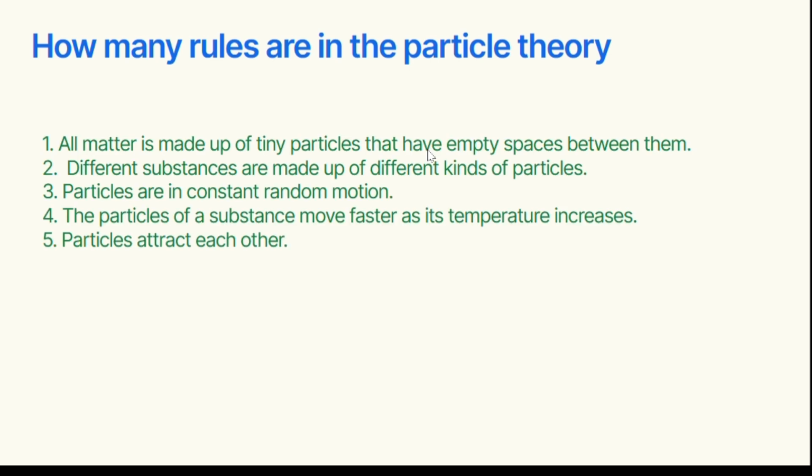The 5 are: 1. All matter is made up of tiny particles that have empty spaces between them. 2. Different substances are made up of different kinds of particles. 3. Particles are in constant random motion. 4. The particles of a substance move faster as its temperature increases. And the last one, particles attract each other.